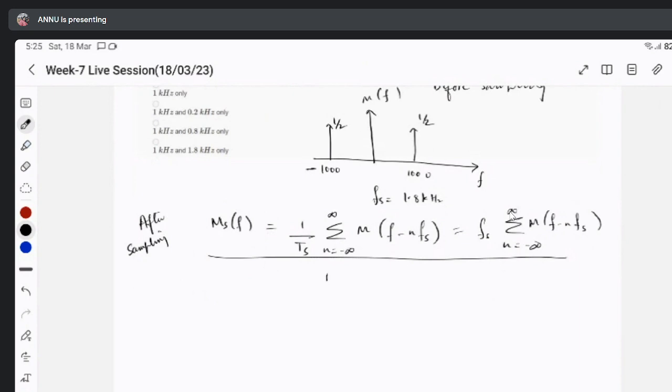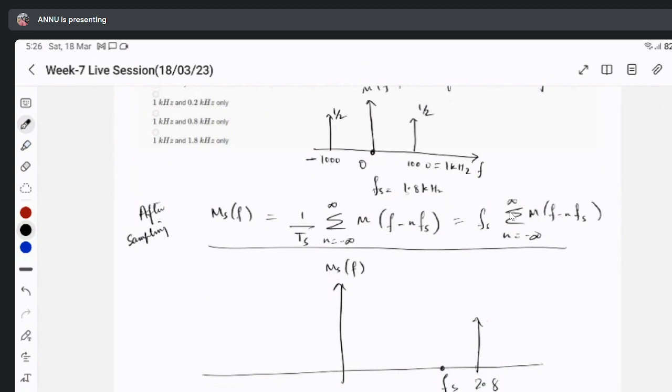So let us draw this M_s(f). So this 0 will come here, Fs. Now Fs, what is Fs? 1.8. Here 1. So what should this be? 1 plus 1.8, 2.8 kilohertz. Here 1 minus 1.8 is 0.8 kilohertz. Definitely then Fs, you will have these frequencies. And there will be one unshifted spectrum also.